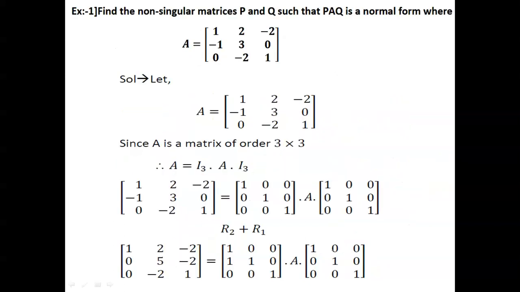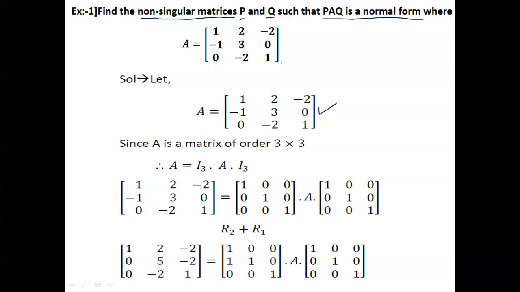The first one: find the non-singular matrices P and Q such that PAQ is in normal form, where A equals the matrix with rows 1 2 minus 2, minus 1 3 0, and 0 minus 2 1. This is the given matrix.